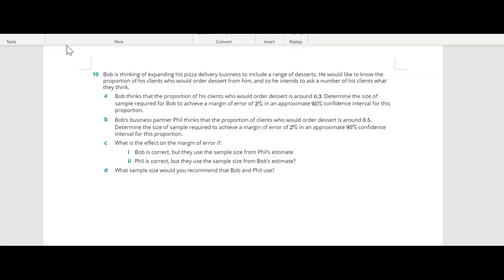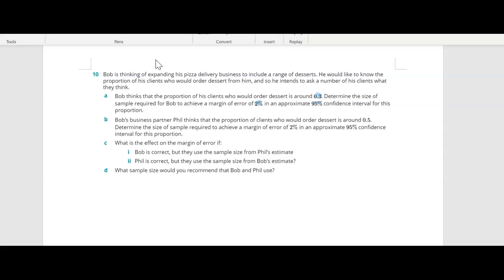Anyway, let's move on. Question A. Bob thinks that the proportion of his clients who would order dessert is around 0.3. Determine the size of the sample required for Bob to achieve a margin of error of 2% in an approximate 95% confidence interval for this proportion.